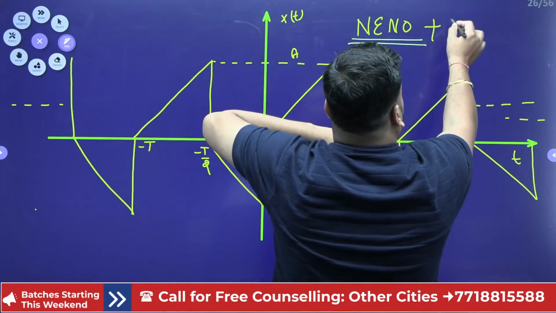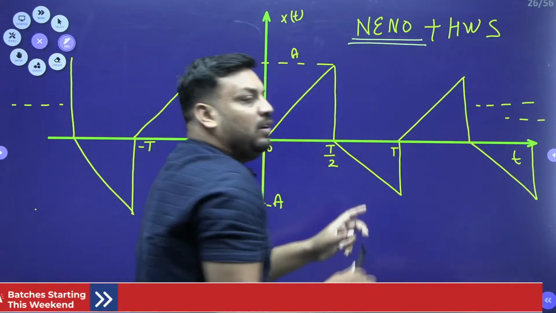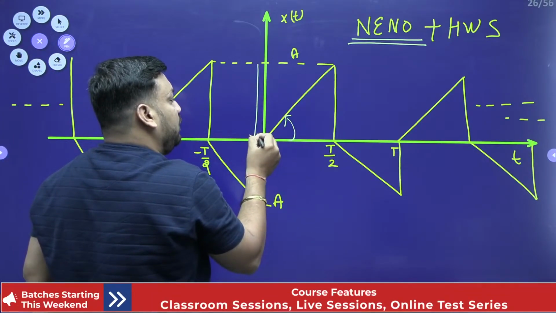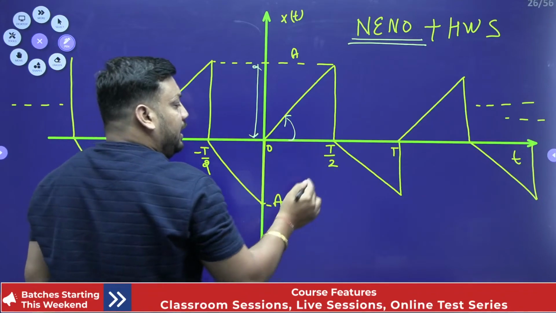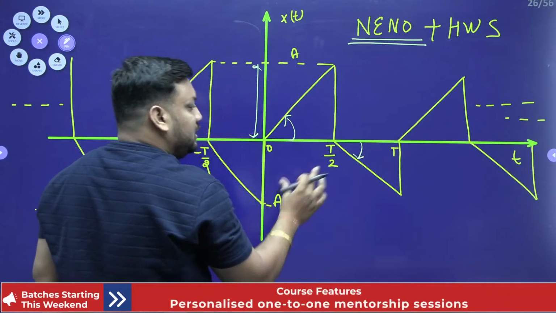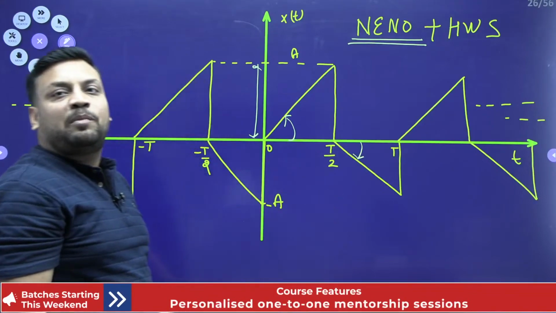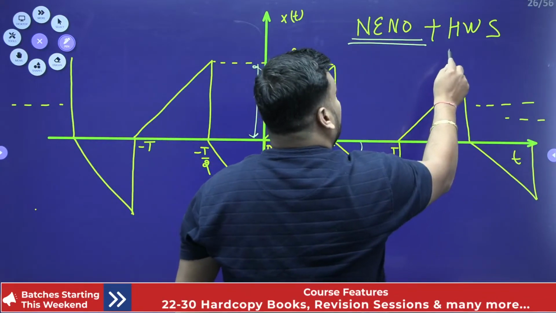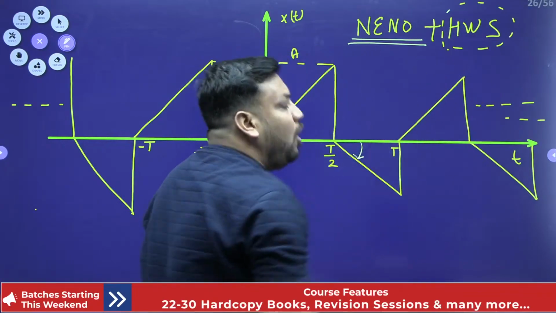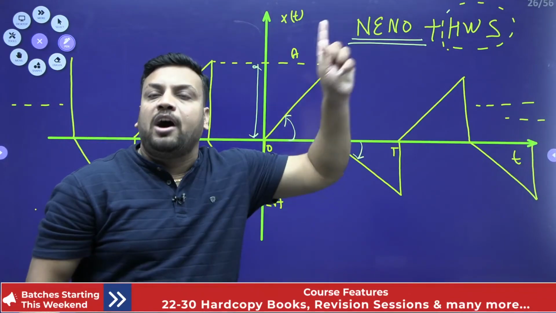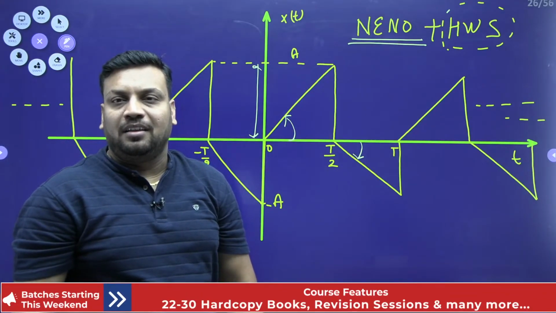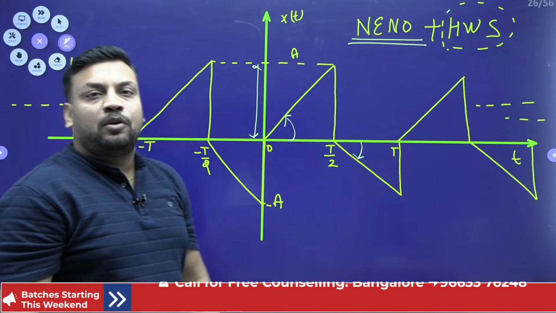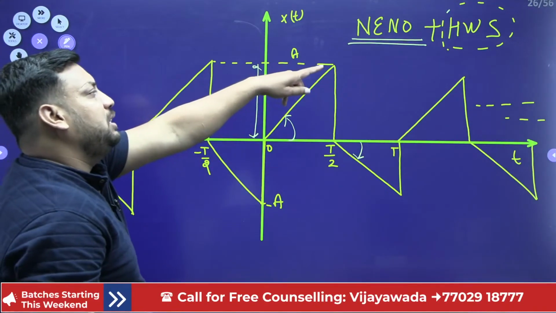Can you tell me whether it satisfies any criteria at t equal to 0? What is the slope? At t equal to 0, the slope is A upon T by 2. And at t equal to T by 2, the slope is minus A upon T by 2. So it satisfies the slope criteria. So this signal is non-symmetric, but it is an HWS signal, a pure HWS signal. Because it satisfies the slope criteria, it is an HWS signal.